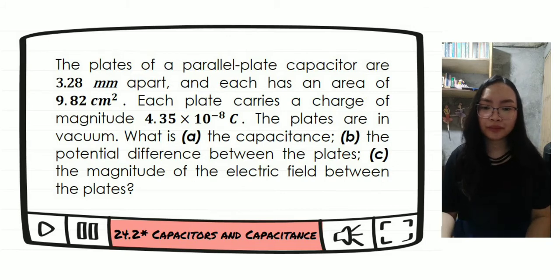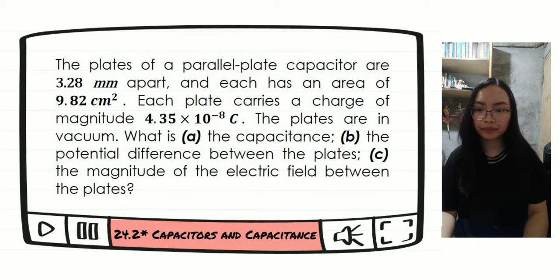The problem is, the plates of a parallel plate capacitor are 3.28 millimeters apart, and each has an area of 9.82 centimeters squared. Each plate carries a charge of magnitude 4.35 times 10 to the negative 8 coulombs. The plates are in vacuum. What is A. The capacitance, B. The potential difference between the plates, and C. The magnitude of the electric field between the plates?